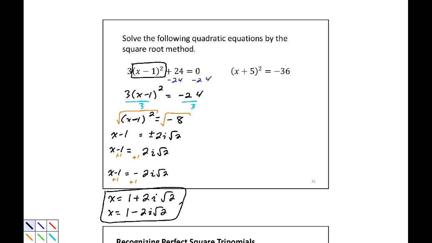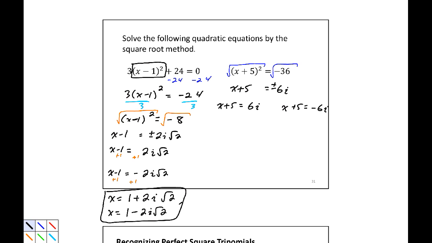Now for our last example, we have less prerequisite work to do. We will move straight into taking the square root of both sides. And the square root of negative 36, well, 36 is a perfect square, so this is just 6i. And we have x plus 5 equals plus or minus 6i. I'm going to write this as a set of equations. X plus 5 equals 6i. X plus 5 equals negative 6i.